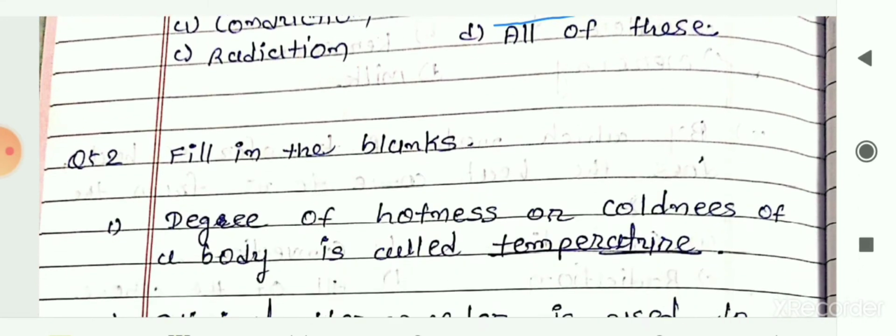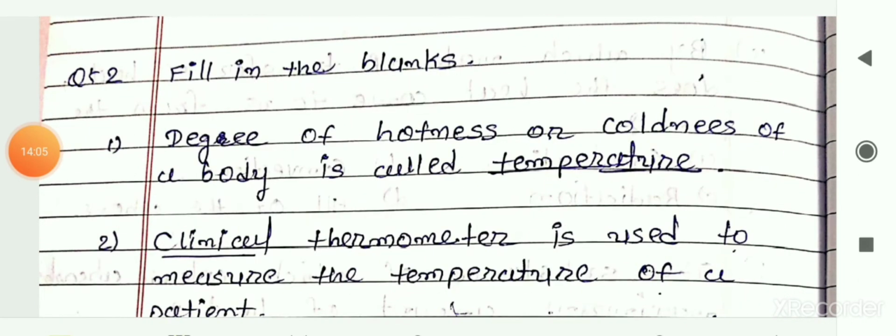Next question is fill in the blanks. The first blank is, the degree of hotness or coldness of a body is called blank. So it is known as the temperature. The spelling of temperature is already given to you. So the degree of hotness or coldness of any object or body is known as its temperature.